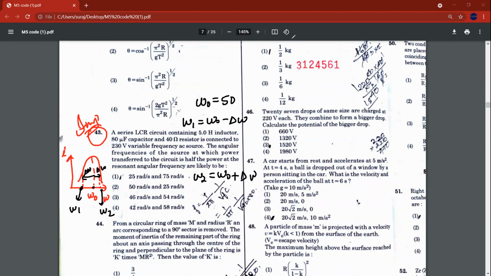Now how to find this delta omega? In NCERT one formula is given. Delta omega is R by 2L. If you follow R by 2L, you will get 46 and 54. Delta omega you will get 4. So the answer will be 46 and 54. Okay, it's a tough question. If you don't know this formula, you should go with quality factor and then solve. It will be a lengthy question then. Now question number 44.